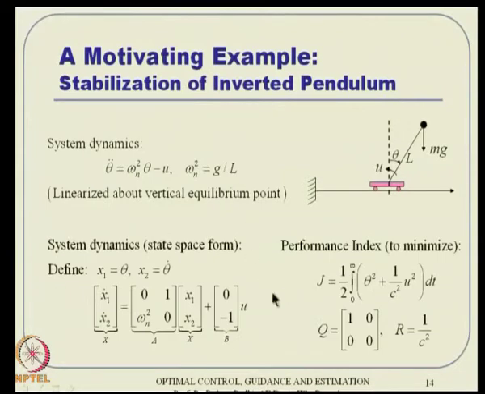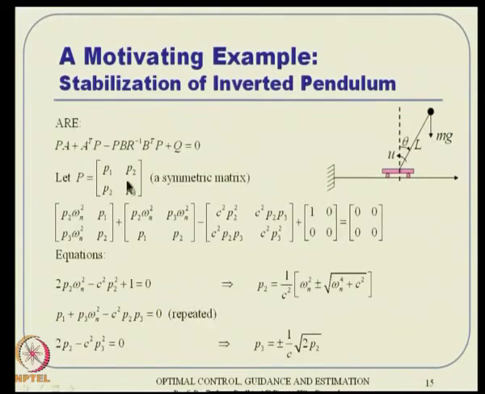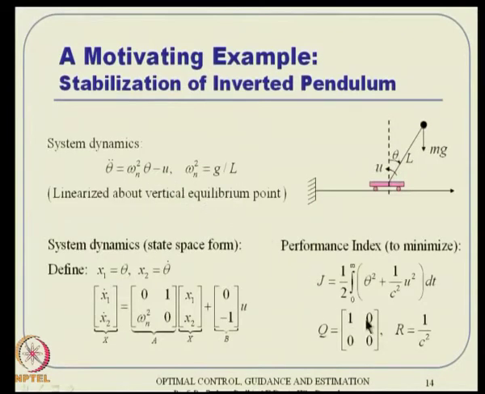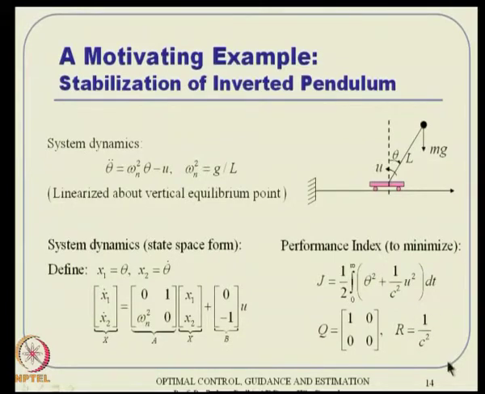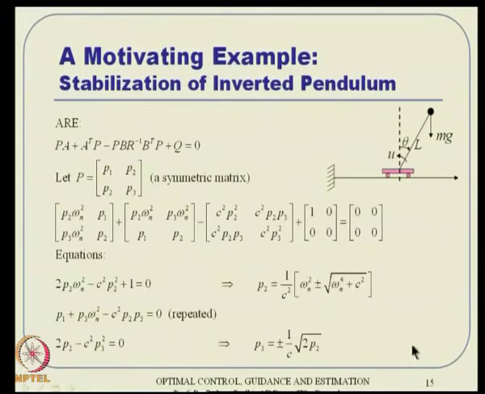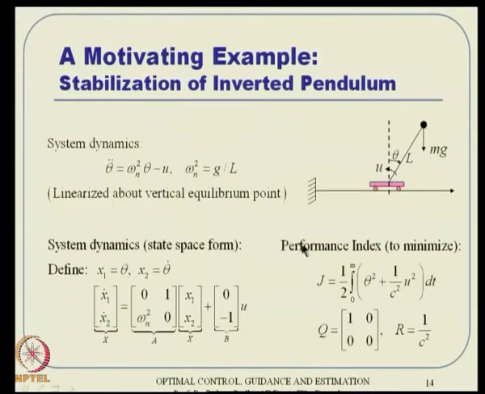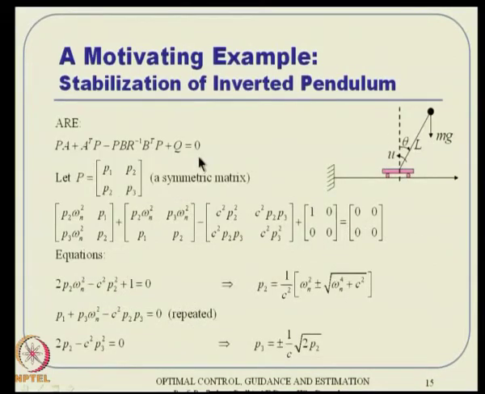P is given this way, B is given as something like this, 0 minus 1, and R is given as something like this, 1 over c square. So, R inverse is just c square, and then B transpose and P are all available. So, you compute this matrix multiplication, the terms turn out to be like that, plus Q, and Q is like this, that is equal to 0.